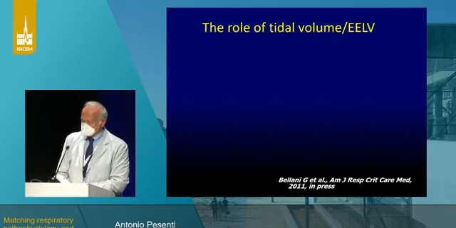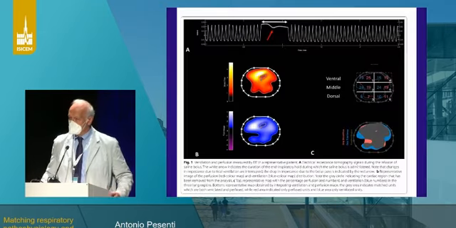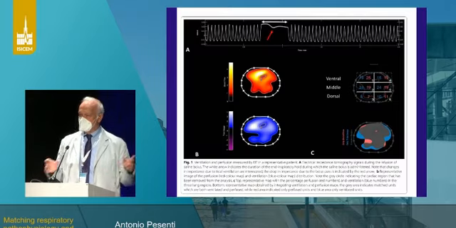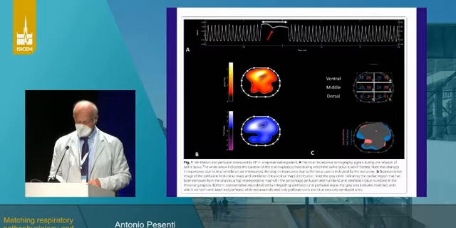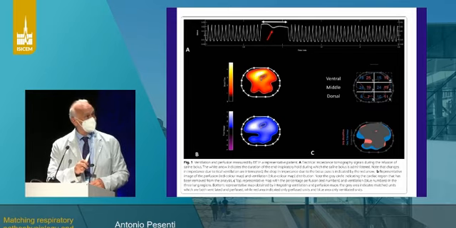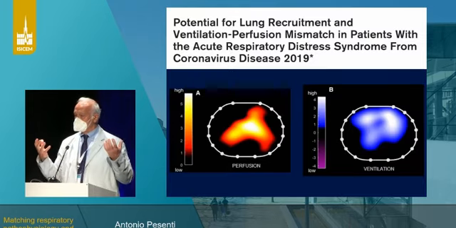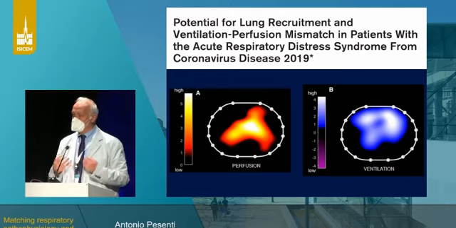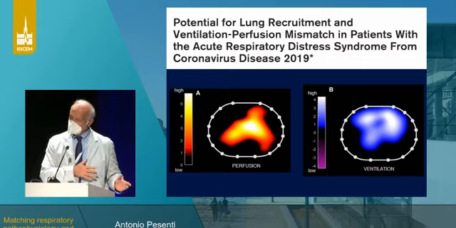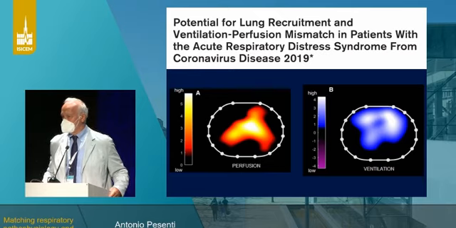And so we could demonstrate that in COVID-19, there are areas that are not ventilated and areas that are not perfused. Next, please. And so ventilation and perfusion are topographically not matched. And we could identify the areas of dead space and areas of shunt.